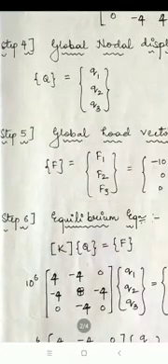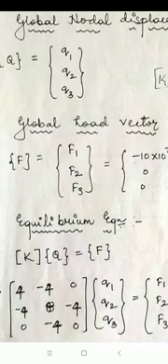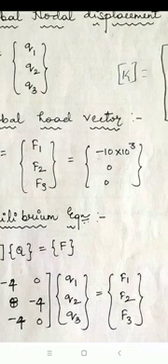Next step number 5, global load vector. Load means force. F equal to F1, F2, F3. F1 is minus 10 into 10 to the power of 3, that is the load acting at node 1, clearly given in the diagram. Negative sign because it is acting opposite to the assumed positive direction. F2 is 0 because at node 2 no force is acting. F3 is also 0 because at node 3 there is no force acting.